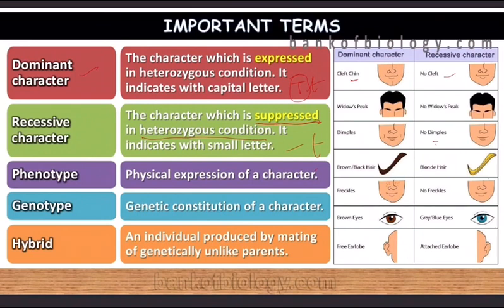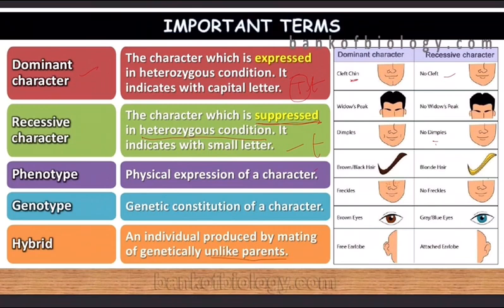Phenotype is the physical expression of a character, like tallness, somebody being tall, somebody being hefty, someone with brown eyes. So these are all physical expressions. And genotype, on the other hand, is the genetic constitution of a character, or we say gene makeup or genetic composition. So genetic composition makes genotype, and that is responsible for the phenotype, right?